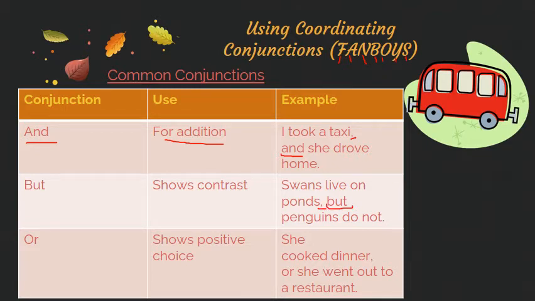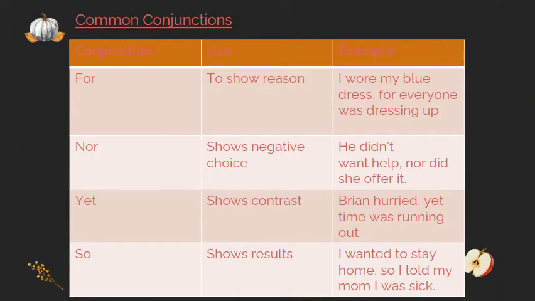"Or" shows positive choices, good choices together, and I have to choose one of them. She cooked dinner, or she went out to a restaurant. So you see here I have positive choices, so I used the comma, then the conjunction "or." So "and" is for adding information, "but" for showing contrast, and "or" for showing positive choice. The other conjunctions are "for," "nor," "yet," and "so."